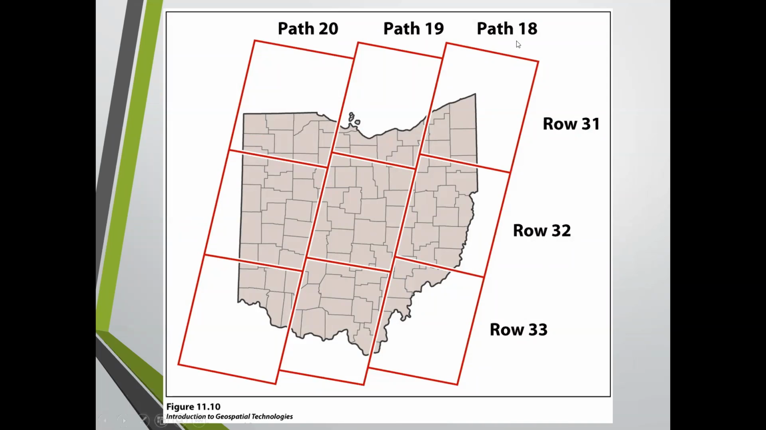So notice this would be path 18. And then as we go from left to right, those are your columns. Here are your paths, and those are your rows here. So the upper northeast corner of Ohio would be path 18, row 31, and Columbus would occur in path 19 and row 32. And notice it's approximately in the center of that, Franklin County, but it's including a whole lot of other counties around it. Notice Cincinnati down here, Hamilton County, we would be a little bit north of the center, but you'd also be getting Kentucky and Indiana information as well. We would be path 20, row 33.